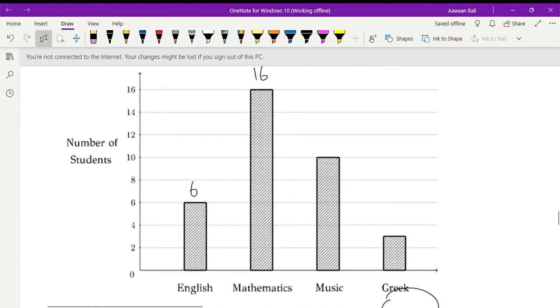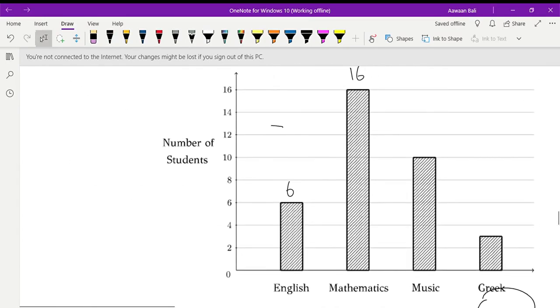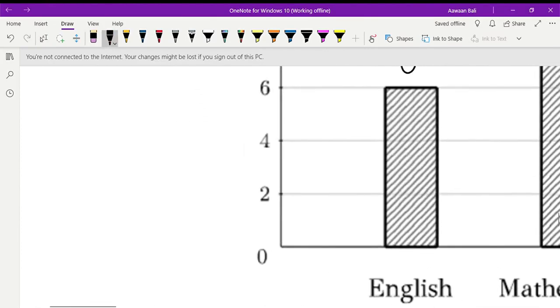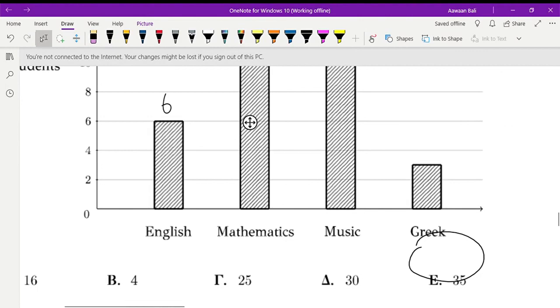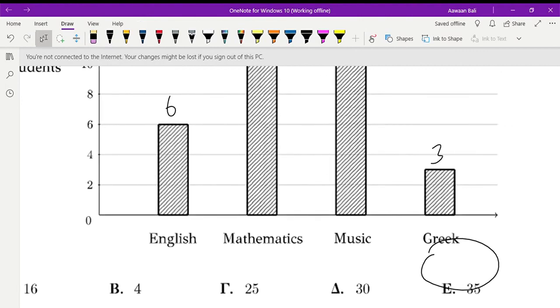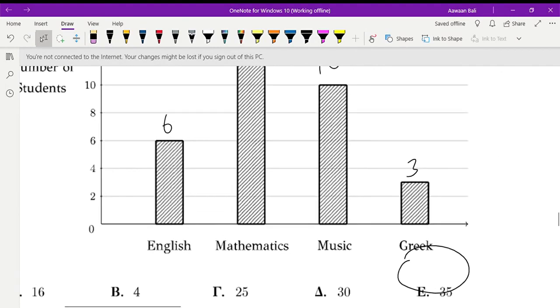And for music, we have 10 students. And for Greek, it's surprisingly in the middle of 2 and 4. So in the middle of here. In the middle of 2 and 4, we can say that's 3, because it's definitely halfway. So we can say that's 3.